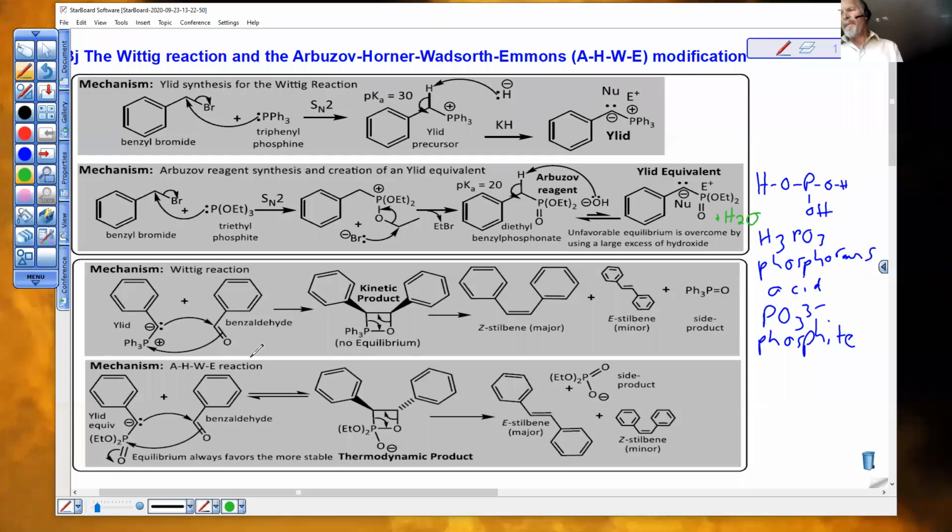All you have to know about kinetic versus thermodynamic right now is the Wittig makes the less stable Z, and the Horner-Wadsworth-Emmons makes the more stable E.